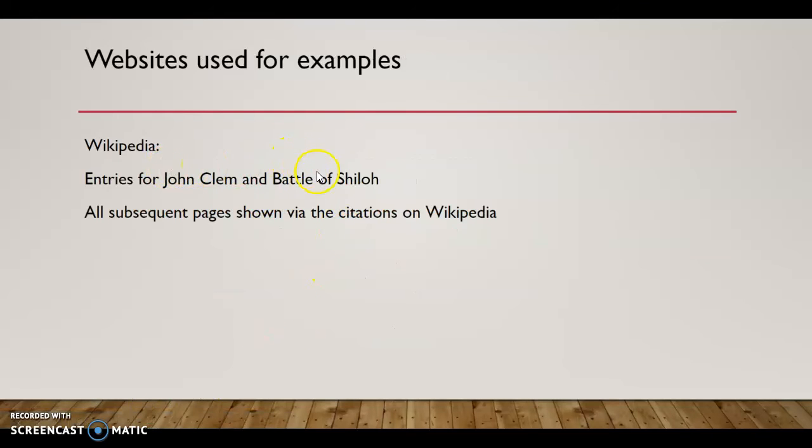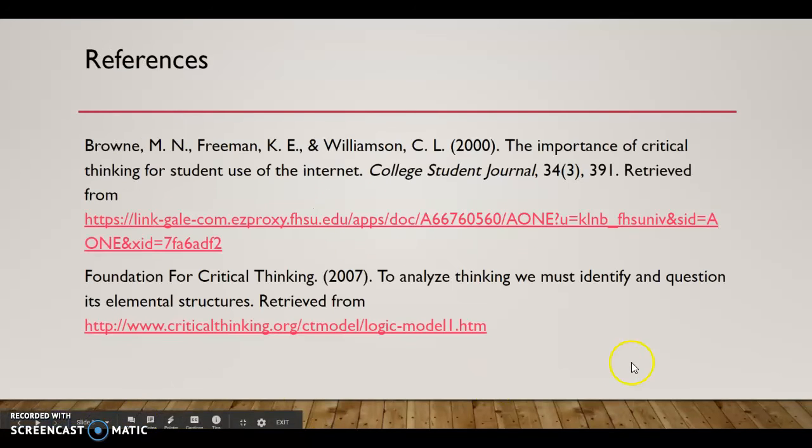Here's my websites that I used for examples, just so that I make sure that I'm giving credit where credit is due, and my references for my theories that I included in the presentation. So this is my attempt at Screencast-O-Matic. I really enjoyed it. Thanks.